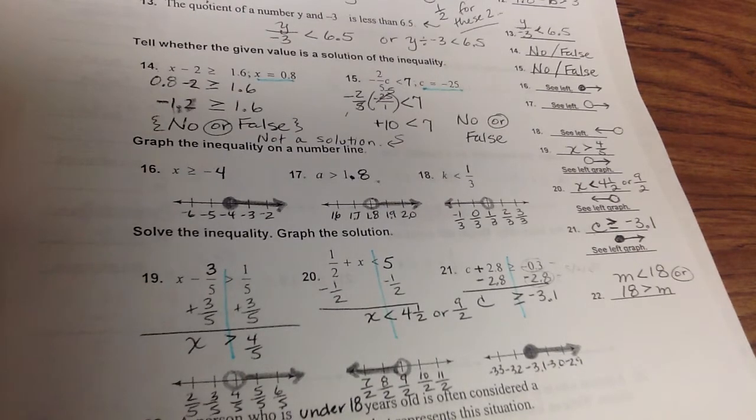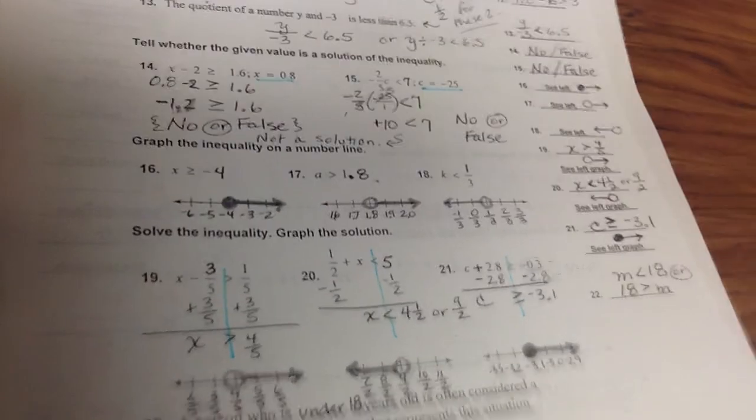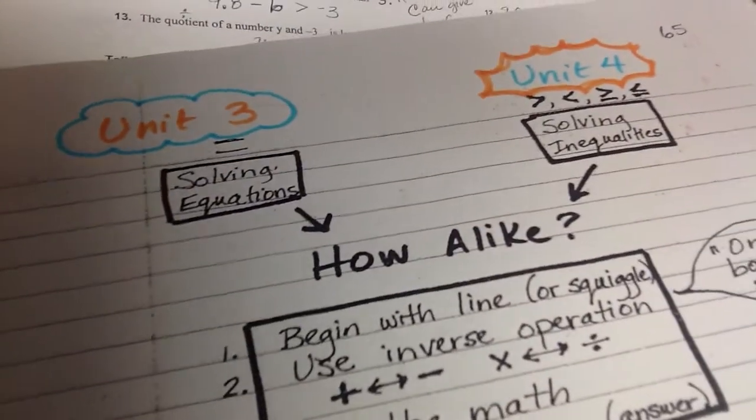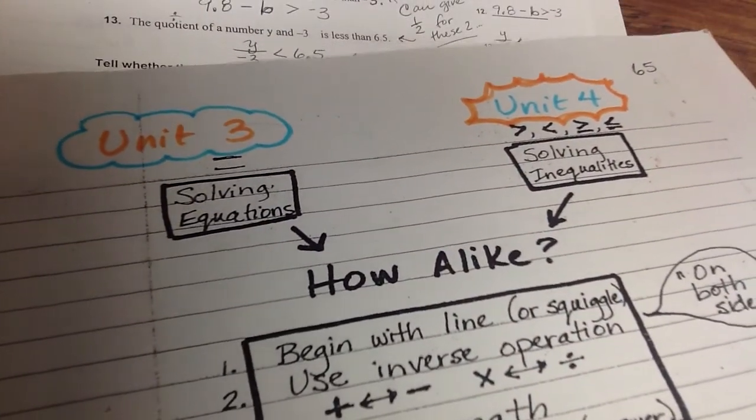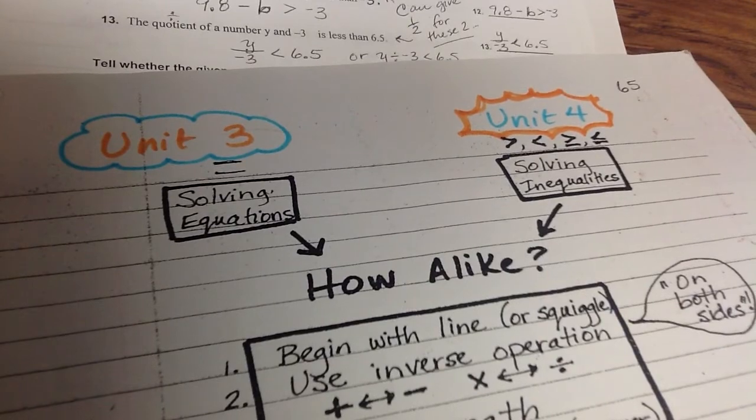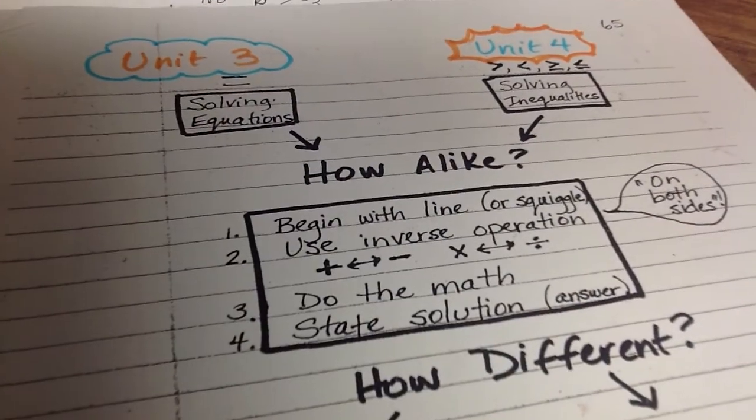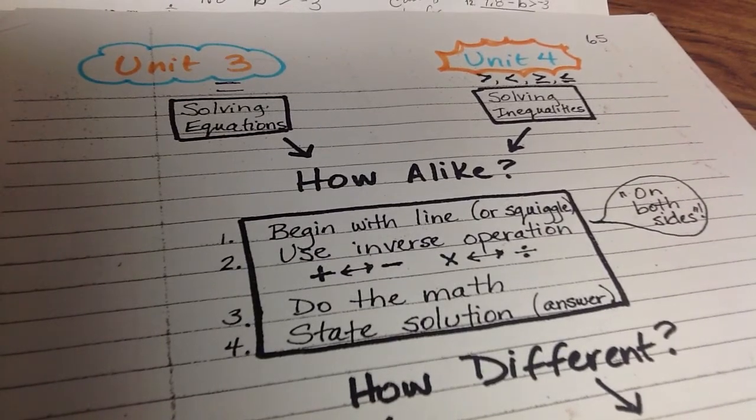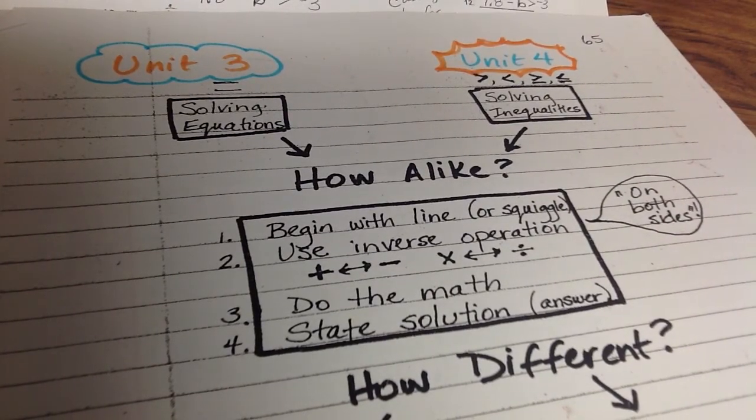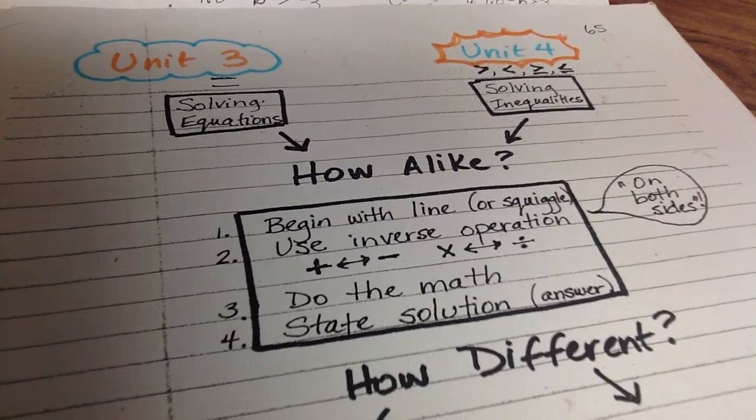you have in your ISN page 55. And page 55 is a great page that talks all about how Unit 3 and Unit 4 are alike and different. Unit 3 was all about solving equations. Unit 4 is all about solving inequalities. And you were able to realize they have 4 things in common. You begin with the line, you use the inverse operation, you do the math, and you state the solution.